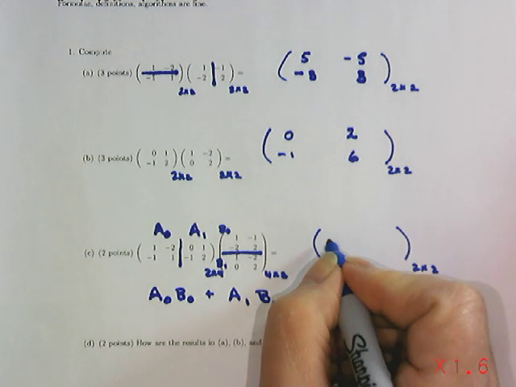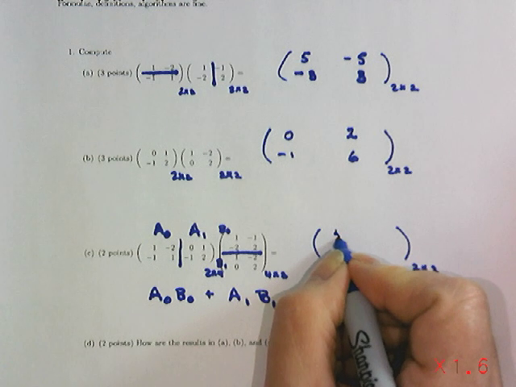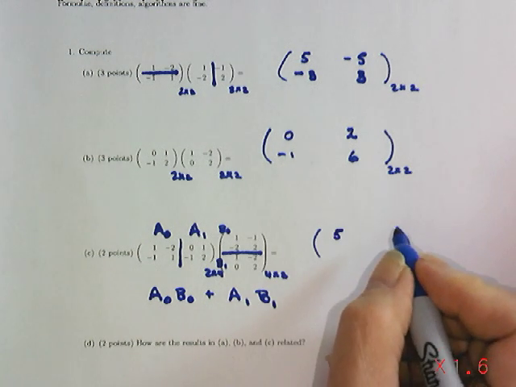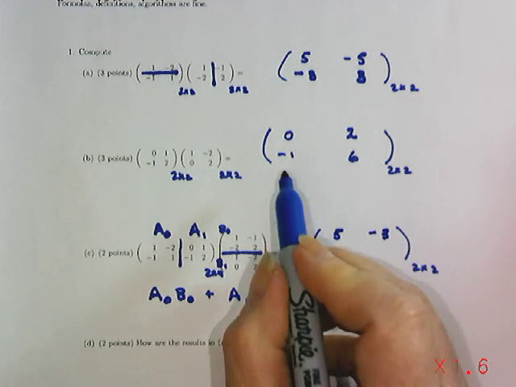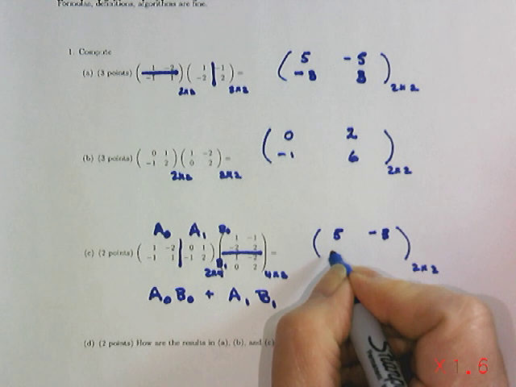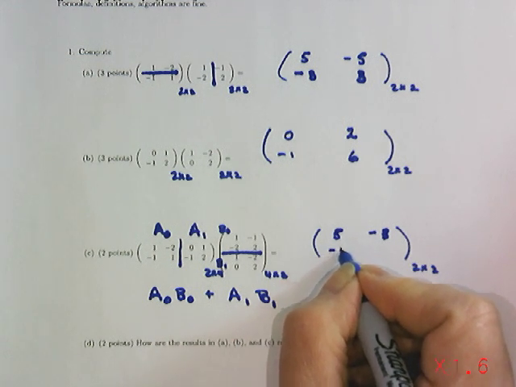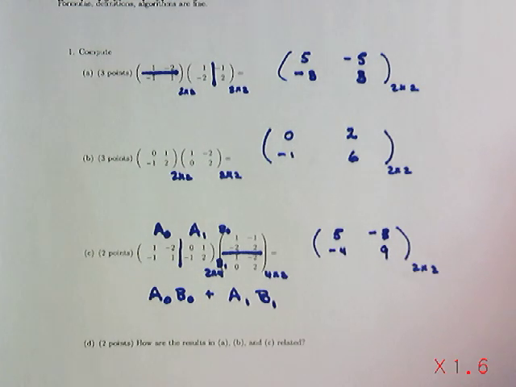So, first entry is 5 plus 0, or 5. Second entry would be -3. The entry in the second row, first column is -4, and this will be 9.